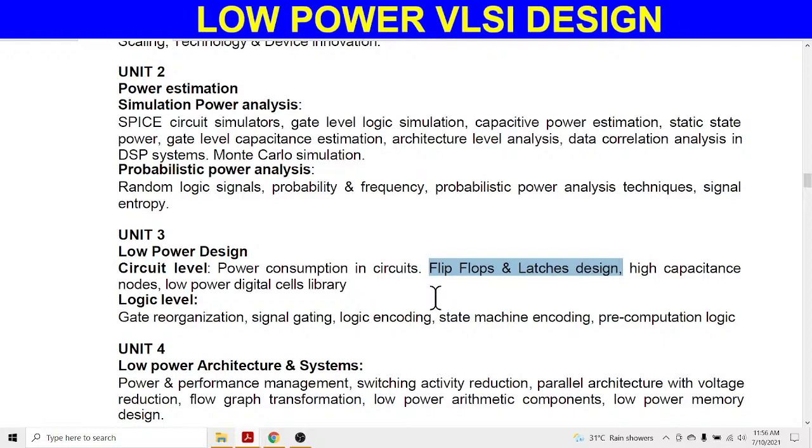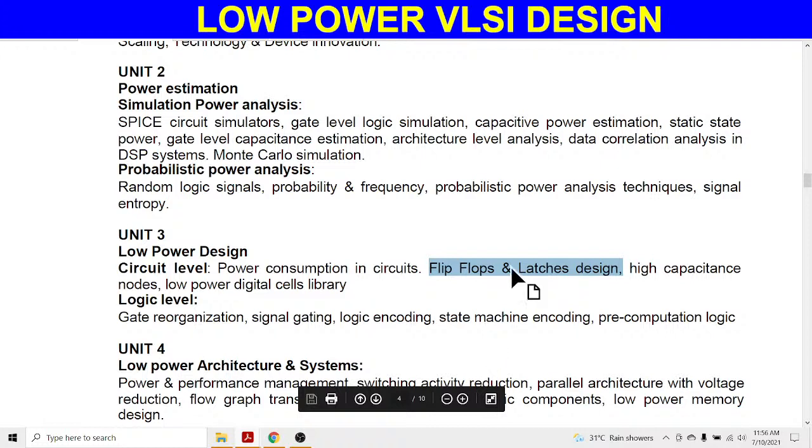What is the meaning of flip-flop? A flip-flop is nothing but a combination of various gates, and it works when a clock pulse is applied to it, and according to the time interval of the clock pulse it provides a certain output. There are four types of flip-flop: SR flip-flop, JK flip-flop, T flip-flop, and D flip-flop. We already read this topic in our BTech syllabus.